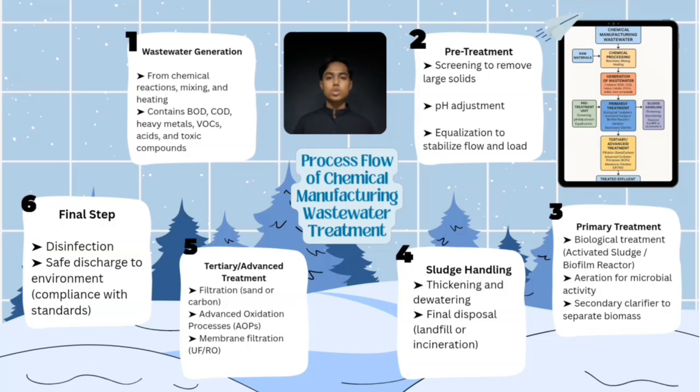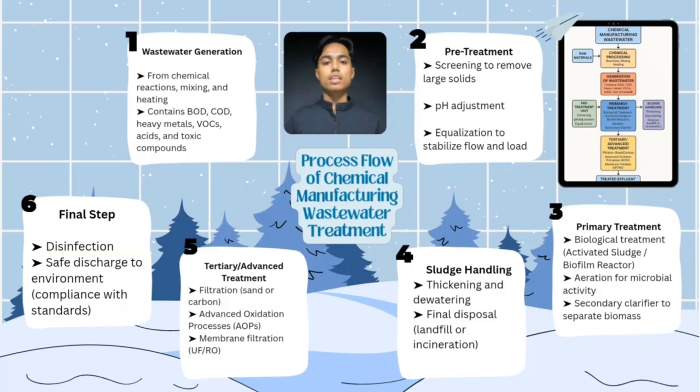The first step is pre-treatment, which includes screening to remove large solids, pH adjustment, and equalization to stabilize flow and load. Next is the primary treatment stage using biological methods like activated sludge or bioreactor, along with aeration and secondary clarification to remove organic matter and separate biomass.